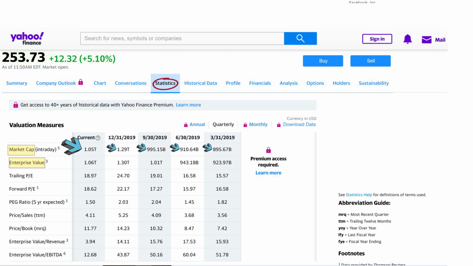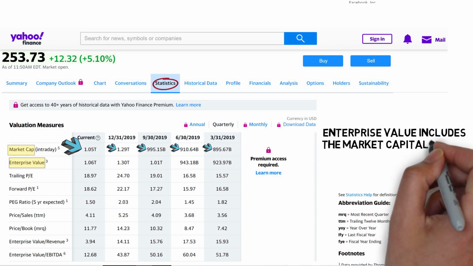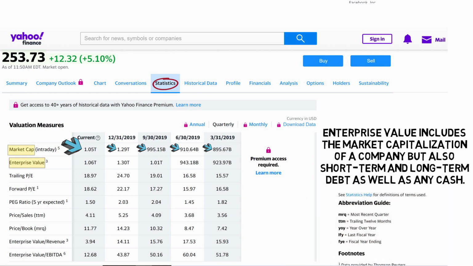Enterprise value is the second measure of a company's total value. Unlike market capitalization, which is just based on share price, enterprise value includes the market capitalization of a company, but also short-term and long-term debt as well as any cash. Apple has a lot of cash. This measure has also shown growth over time for Apple.